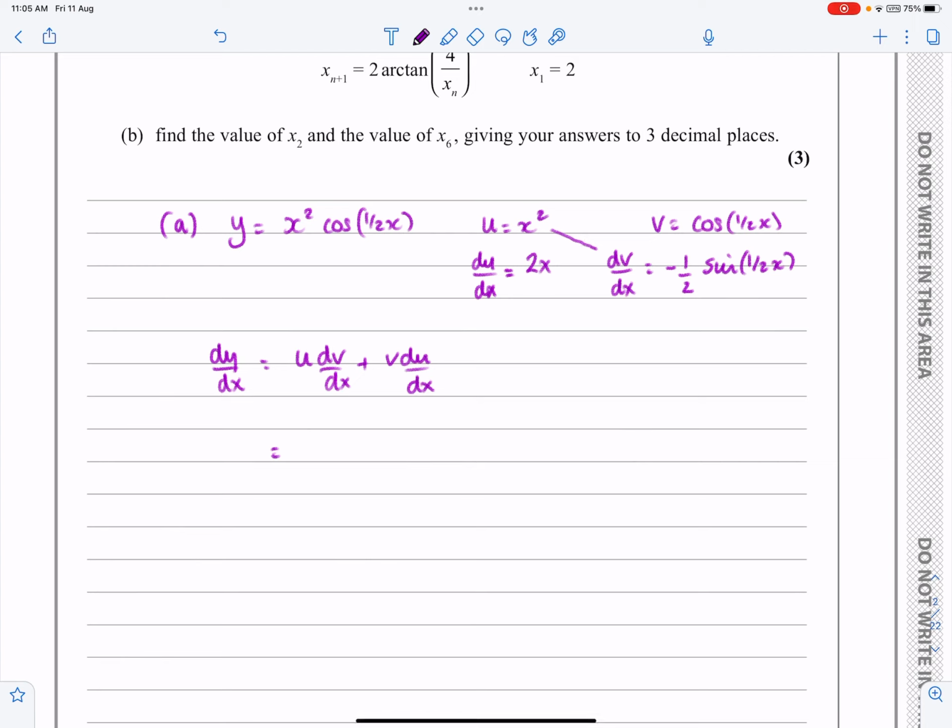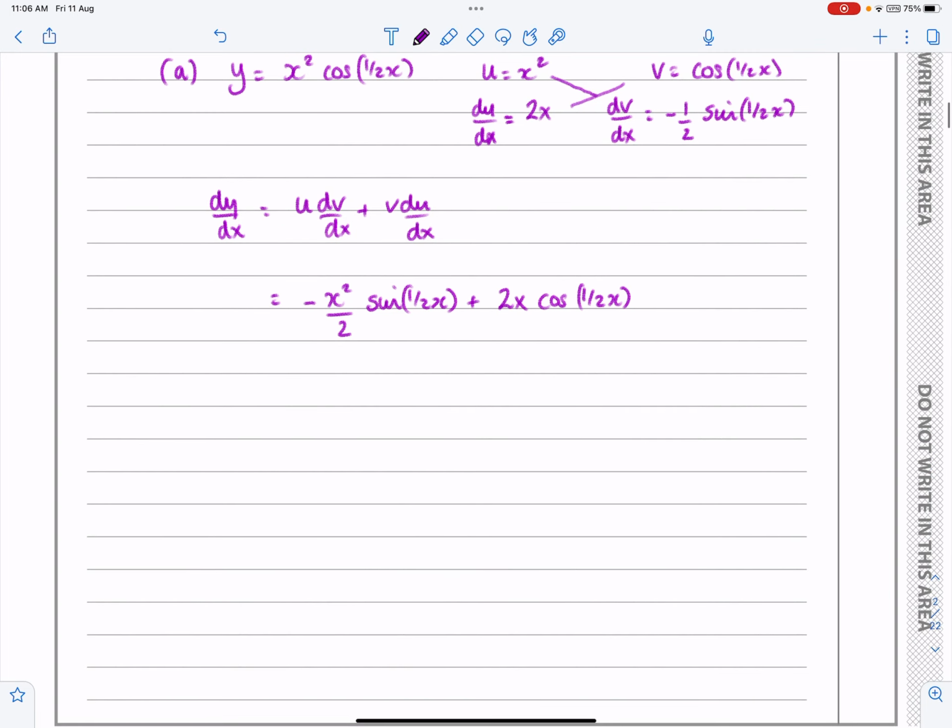So tidying that up, I'm going to write minus x squared over 2 sine a half x. That's the first term, plus those two. And again, I'm going to put the 2x first here, is going to be 2x cos a half x. Look at it beforehand and just make it the easiest way of writing that down. So that's dy by dx.